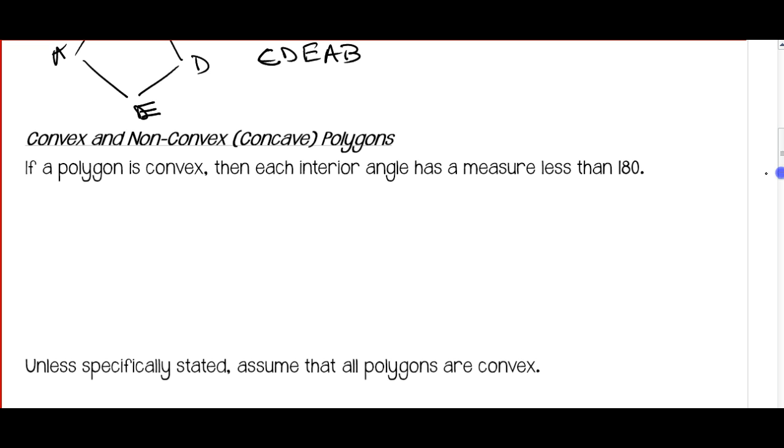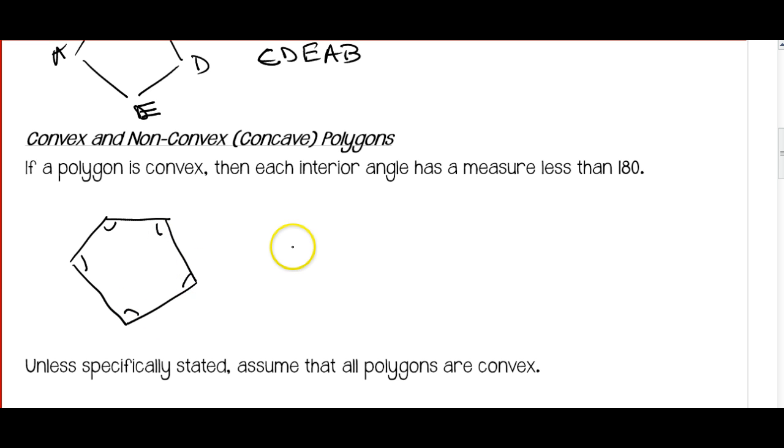If a polygon is convex, then each interior angle has a measure less than 180. So let's take a look again. Here's a pentagon, and you can see that each one of these angles has a measure that's less than 180.